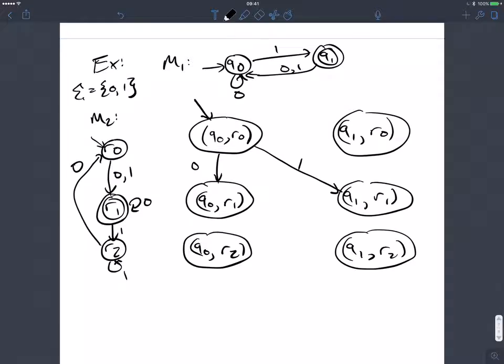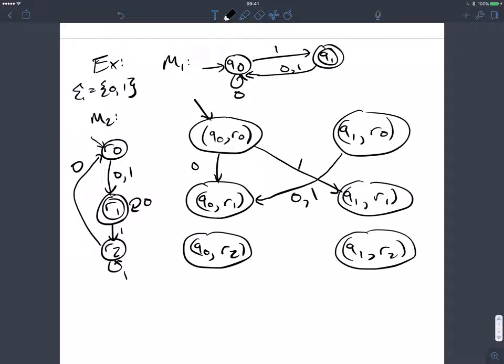Cool. So let's do Q1, R0, the one in the upper right. Q1 on 0, where do I go? To Q0, so I'm thinking left column now. R0, where did I go on input 0? R1. So the unfortunate thing about product construction is that things cross. Input 1, where do I go? Well, Q1 goes to Q0 always. So Q0. R0, where do I go on 1? R1. So it's the same transition.